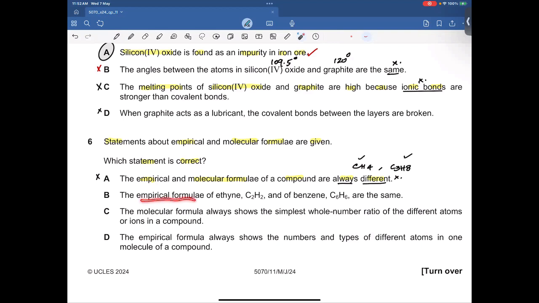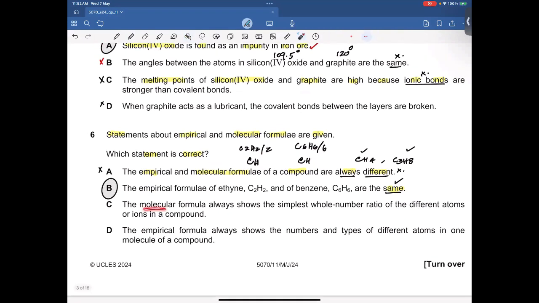The empirical formula of ethyne is C2H2 and benzene is C6H6 are same. That's true, because C2H2 है आपके पास, अगर मैं इसको 2 से डिवाइड करूंगा so it's going to be CH, आपके पास C6H6 है, अगर मैं इसको 6 से डिवाइड करूंगा तो इट्स गोइंग टू बी CH. नाउ ये दोनों के दोनों एम्पिरिकल फार्मूला सेम हो गए, which is why B is going to be the right answer.